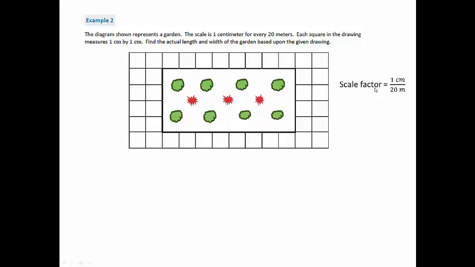We know that our scale factor is 1 centimeter for 20 meters. Now we could change 20 meters into centimeters if we wanted to, but it makes sense to measure this garden in meters at the end, so we're not going to do that. The height of this garden is 4 units, which means that it's 4 centimeters. The width of this garden is 8 units, 1, 2, 3, 4, 5, 6, 7, 8. So that means it's 8 centimeters. These are our scale dimensions, our scale height and our scale width.